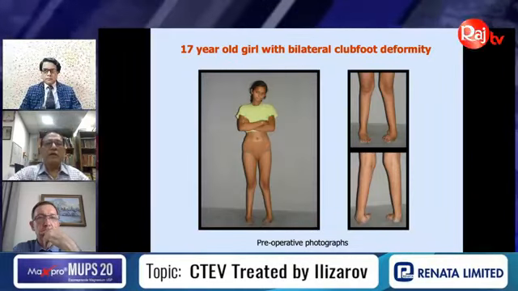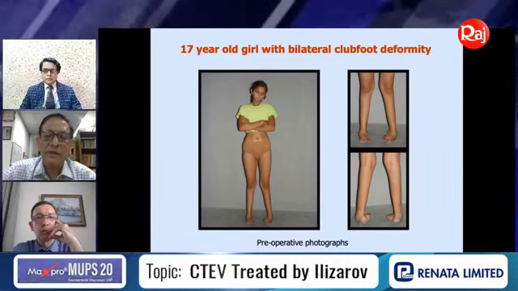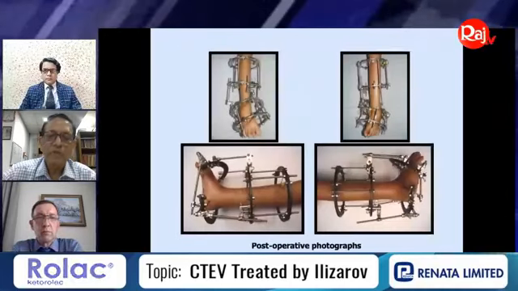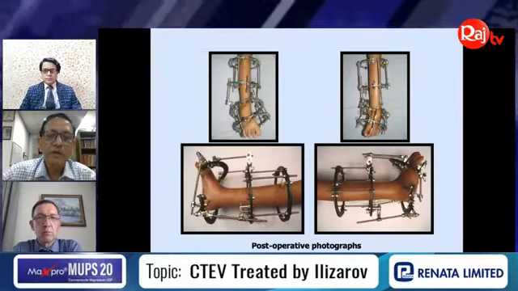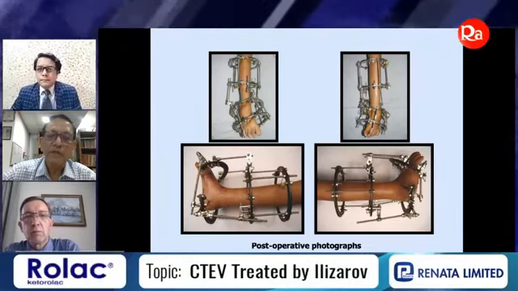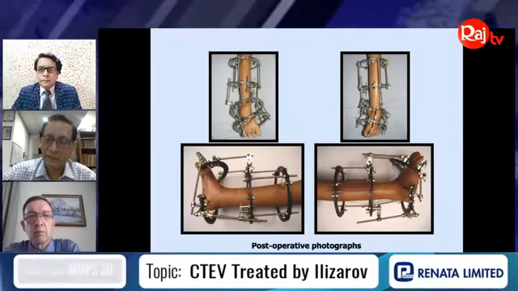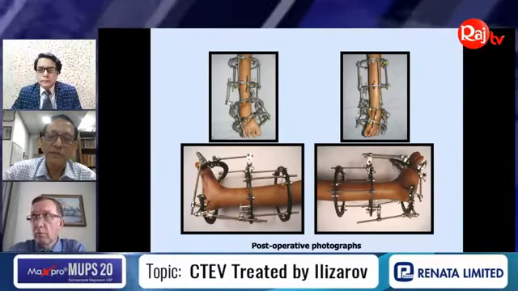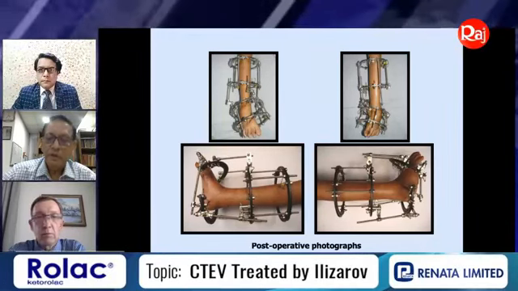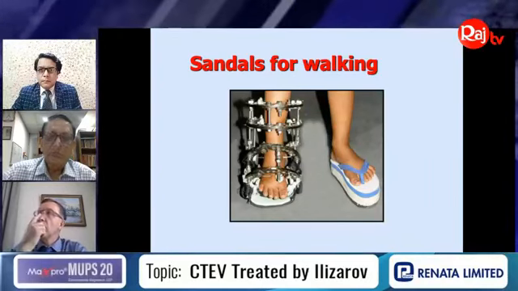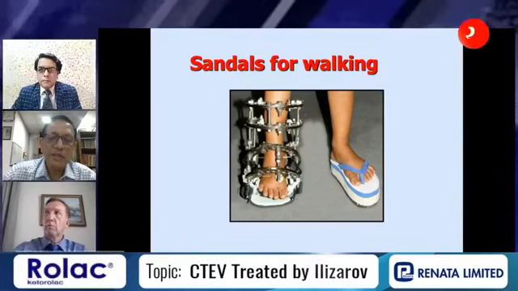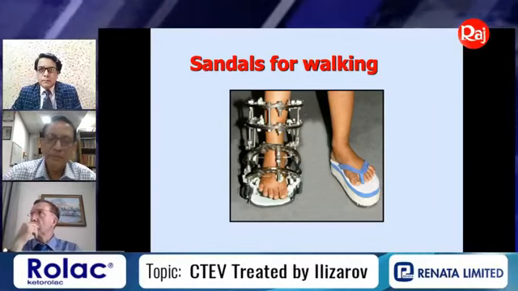So this is a young girl, aged 17 years, with a bilateral clubfoot deformity. One or two surgeries were performed there. After that, we applied the same. First of all, we corrected the pronation of the forefoot. And after that, when this deformity was corrected, we applied another ring here. You can see there, we corrected the equinus by putting the calcaneus ring there. Some people say that walking is difficult. We make special sandals so that they can walk nicely.